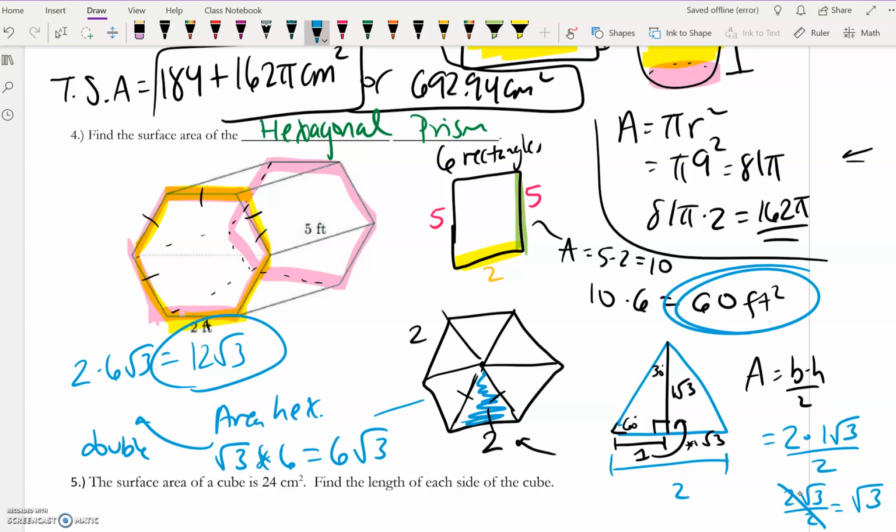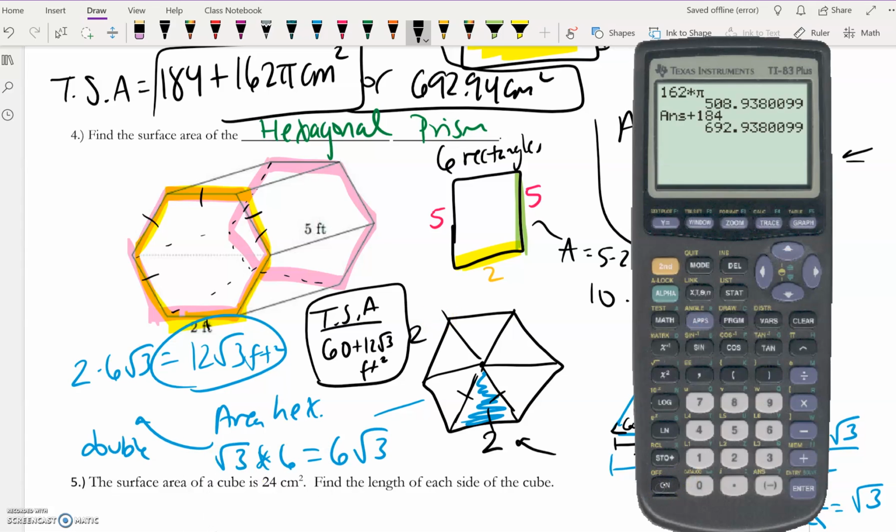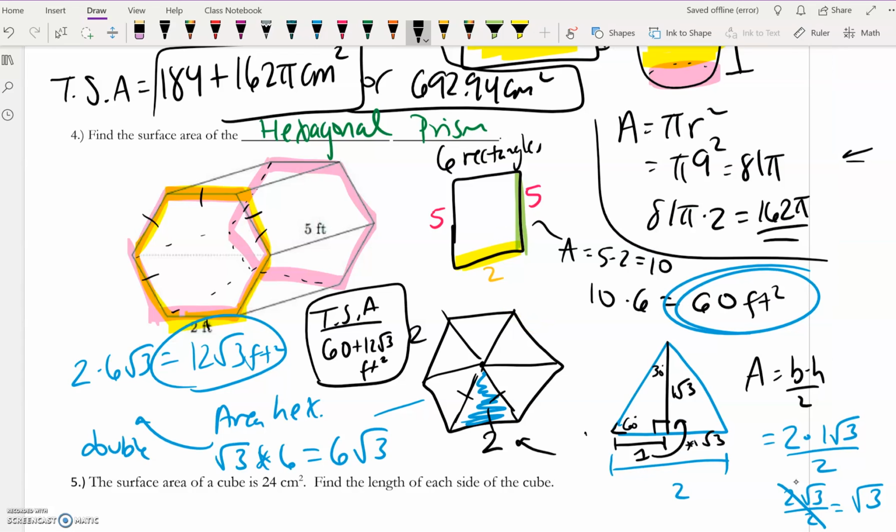The other part I need is the 60 feet squared. I should put feet squared here as well. So my total surface area is going to be 60 plus 12 root 3 feet squared, and I'm going to write it like that. If you would like the decimal answer, I'm going to do 60 plus, in parentheses to make sure that happens first, 12 times the square root of 3. And it comes out to be about 80.78. Okay, so that is our final answer.